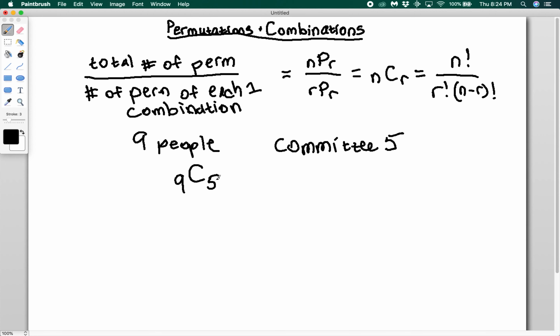You have 9, you're choosing 5. How many ways can I do that? You can use Pascal's triangle, or you can put this into your calculator. You should end up with 126. So that's just a very base level combination.